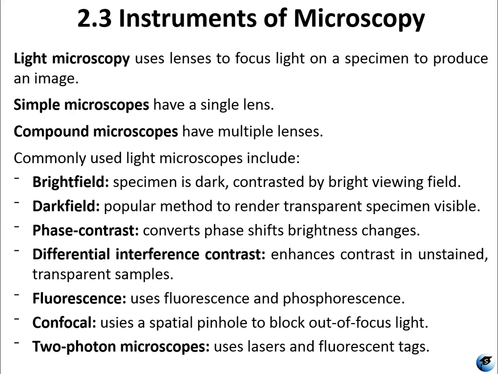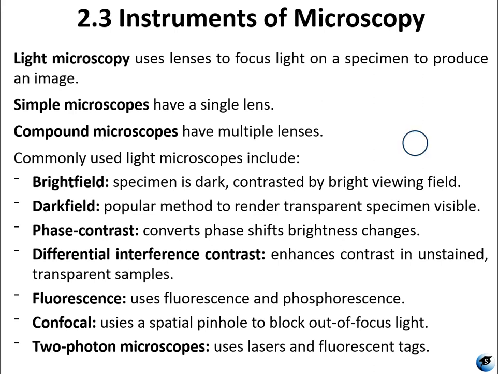Simple versus compound microscopes, this has to do with how many lenses are in the scope, right? Compound microscopes have more lenses. And then there are several different types of light microscopes. You have bright field, dark field, phase contrast, differential interference contrast, fluorescence, confocal, two-photon microscopes.